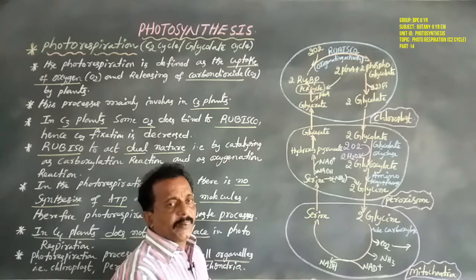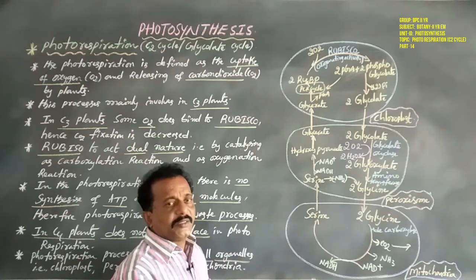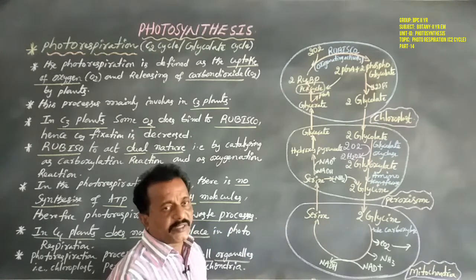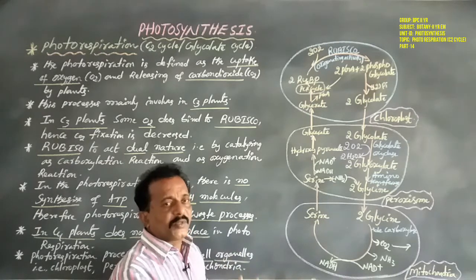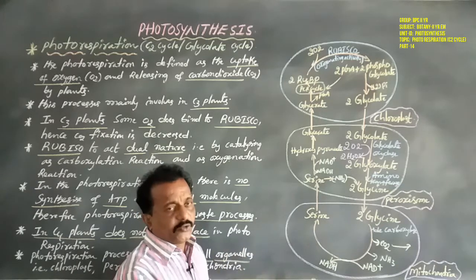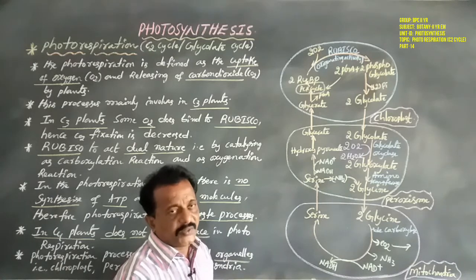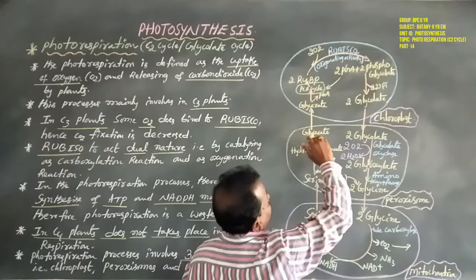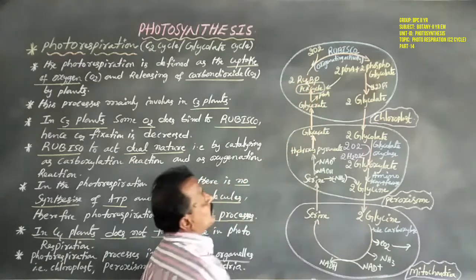So dear students, generally the air level of oxygen is 21% and the air level of carbon dioxide is 0.03%. But at this time, oxygen is increasing by 1%, which is a high rate of oxygen. So the high rate of oxygen binds to the Rubisco enzyme. So at this time 2 molecules of RuBP are acted on by 2 molecules of oxygen.